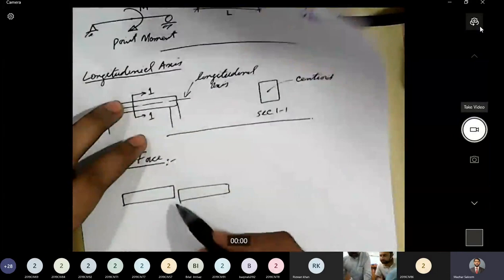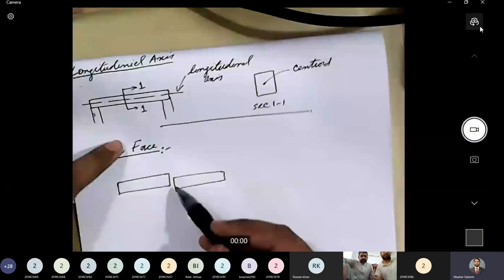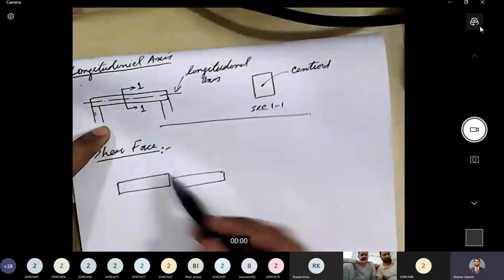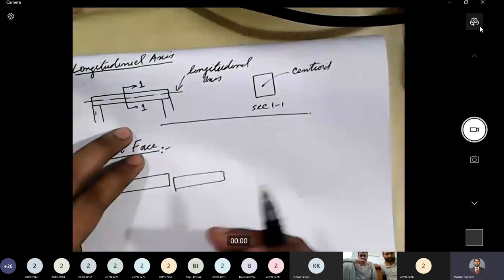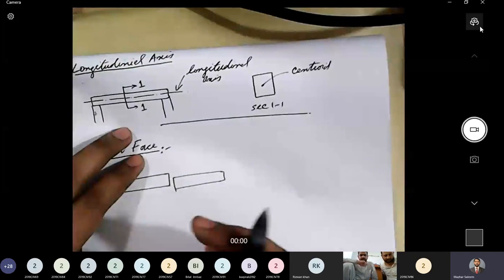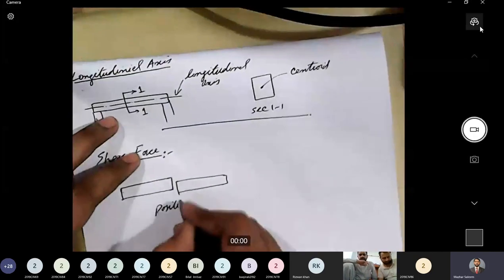shear force. Shear force has a tendency to slide the cross sections against each other, just the way I have shown it here in the diagram, that the cross section has a sliding tendency. So the force that tends to slide two parts of a cross section against each other, that force is termed as shear force. And there are two types of shear forces, or you may say there are two cases of shear forces. This type of shear force is termed as positive shear force.